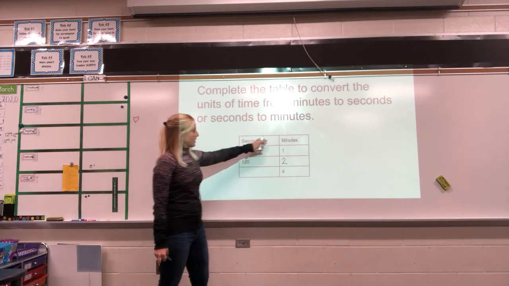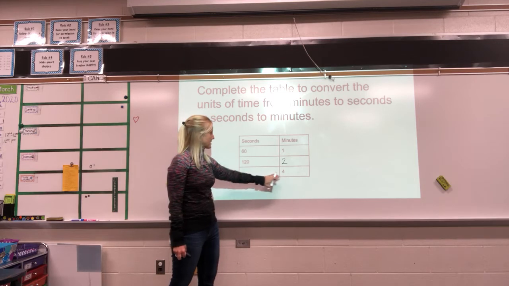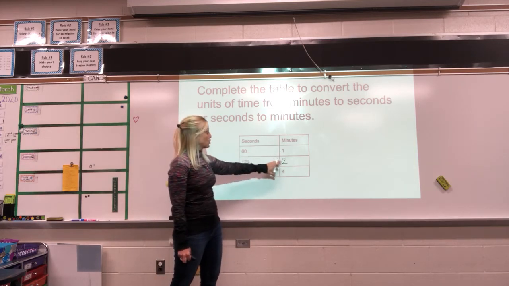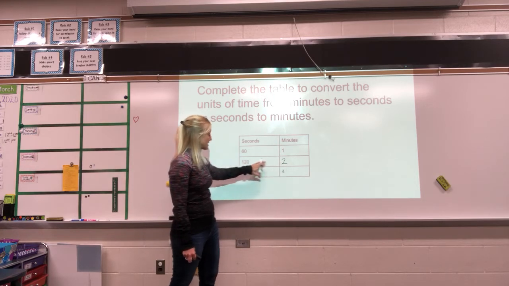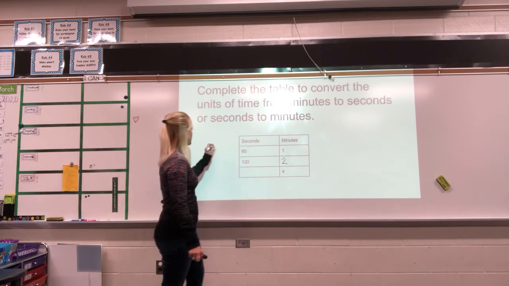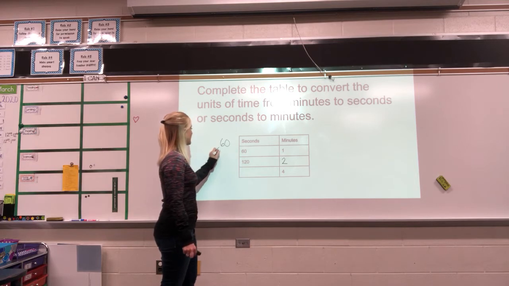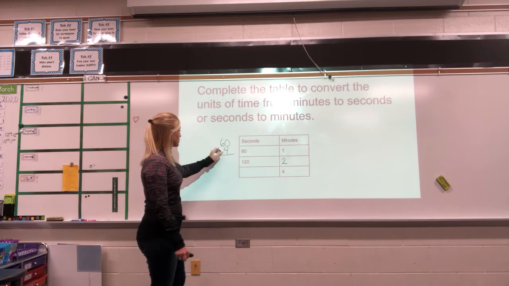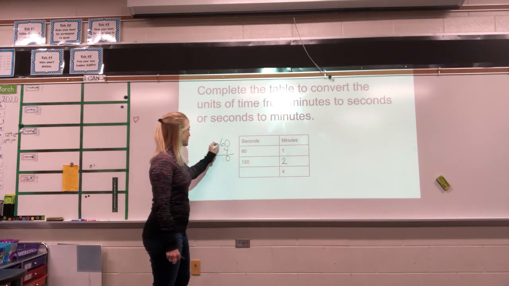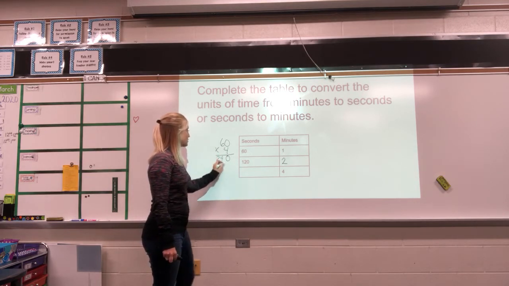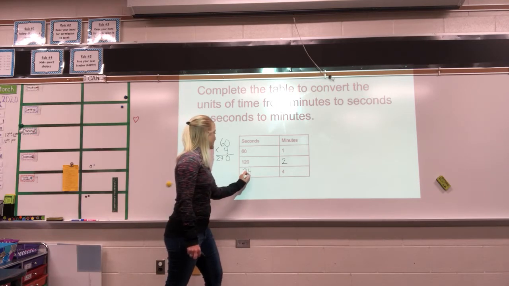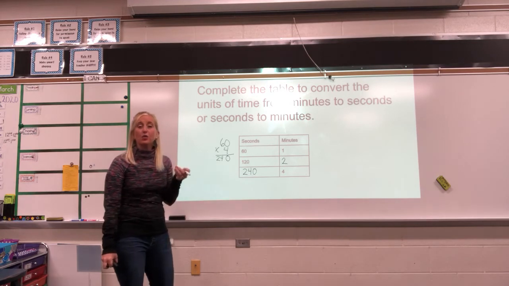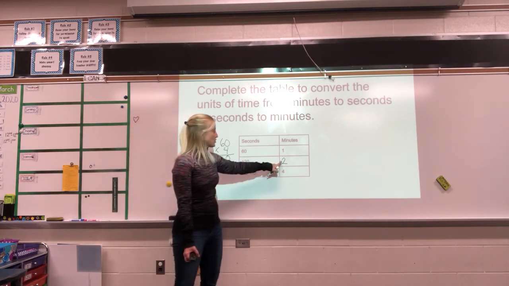Okay, and then when I look here and they say, okay, well, 4 minutes is how many seconds? Well, 1 minute is 60 seconds. 2 minutes was 2 times 60. So 4 minutes would be 60 times 4. And I'm going to write that out because I'm not able to do that in my head. So 4 times 0 is 0. 4 times 6 is 24. So that's 240 seconds.